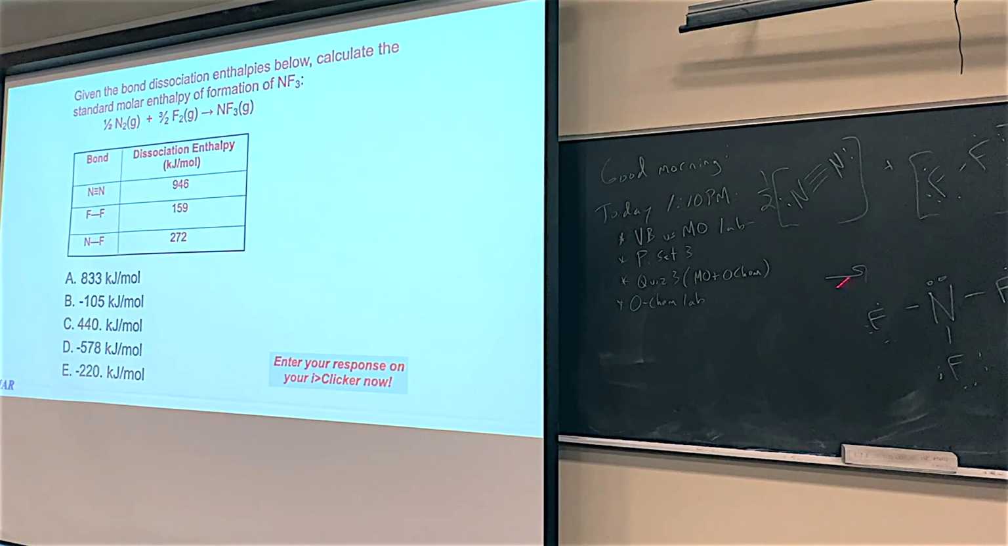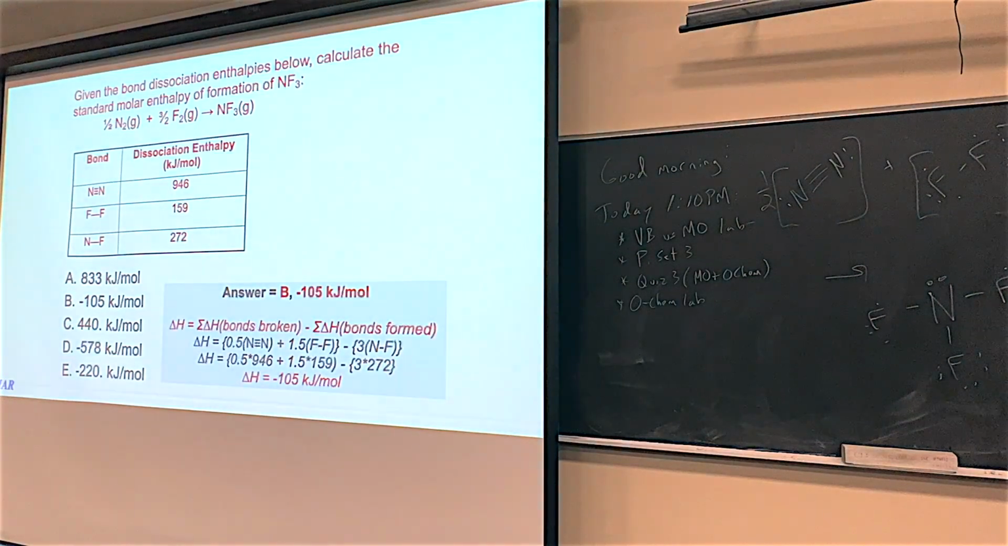The other thing is that in NF3, you have one NF bond here, a second NF bond here, and a third NF bond here, all right? So bonds broken minus bonds formed. Bonds broken, 1/2 of whatever the triple bond N is, plus 3/2 whatever the FF bond is. That's the bonds broken part. And then you'll subtract from it the bonds that you form. But in NF3, you don't have one NF, you actually have 3 NFs. So you take 3 times this number because you have 3 NF bonds.